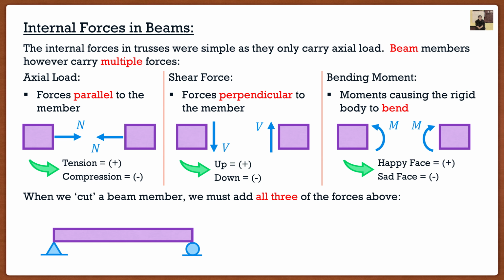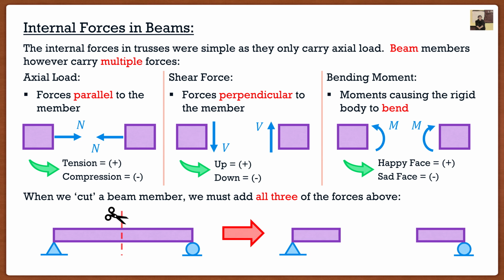So let's say that we have our little beam here, and we decide to go snip, snip right down the center of the beam, and we cut it in half. What happens when we cut it in half is we actually have to add all three of the forces. The first one, of course, is the normal force, or the axial force. This is, again, something that you guys have seen a lot in trusses. We have the shear force, which, again, goes perpendicular to the member, and then we have a bending moment. So we essentially create three unknowns when we cut our beam. It's going to be shear, axial, as well as moment.